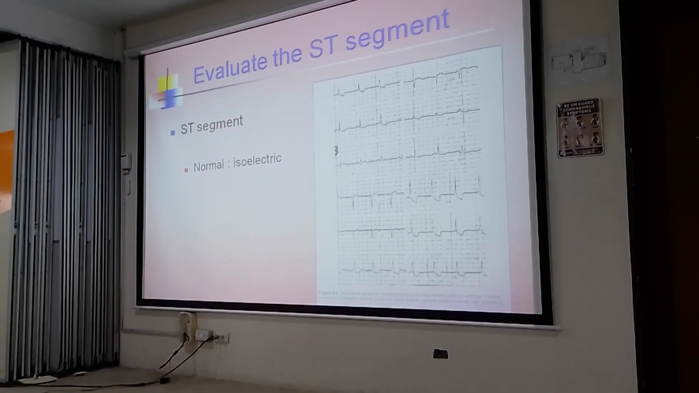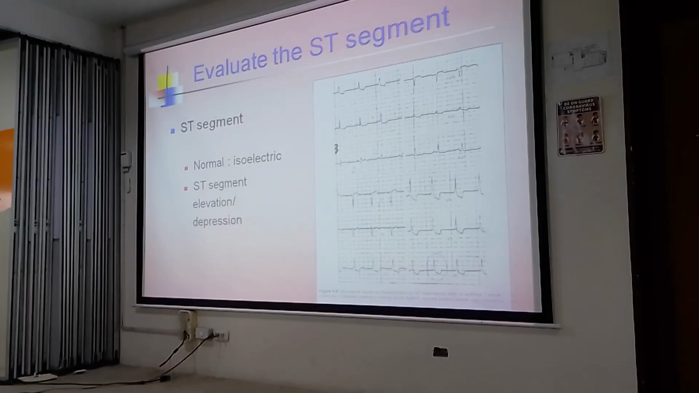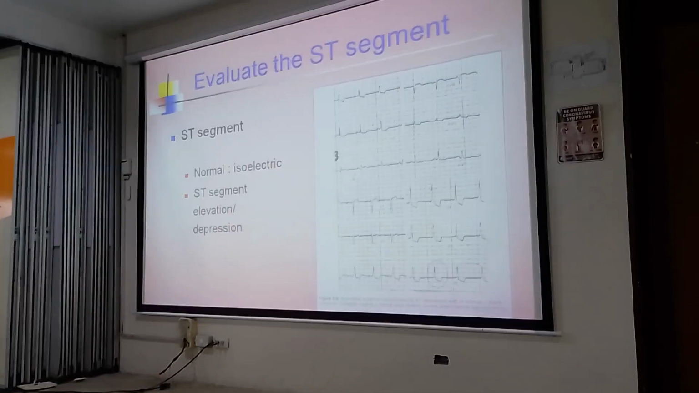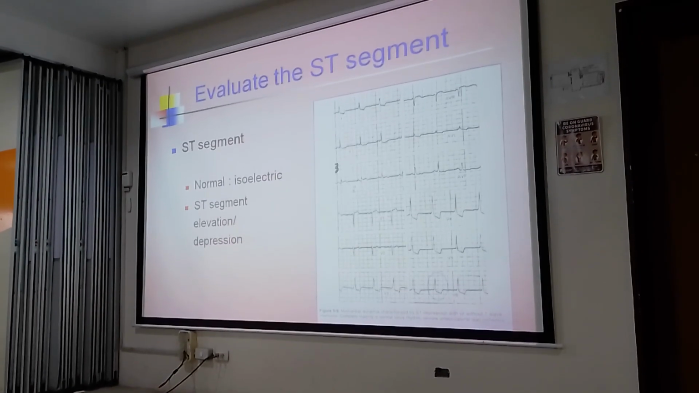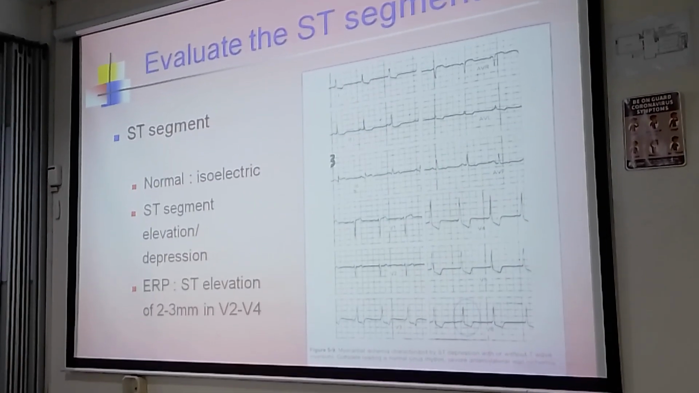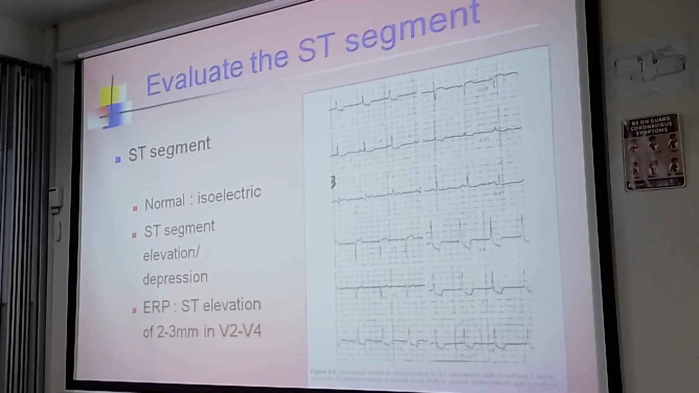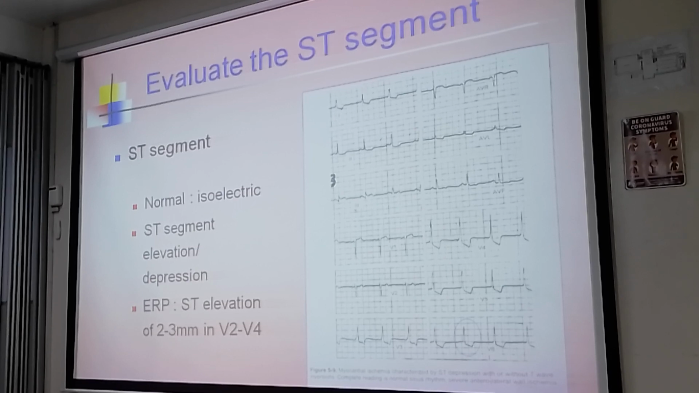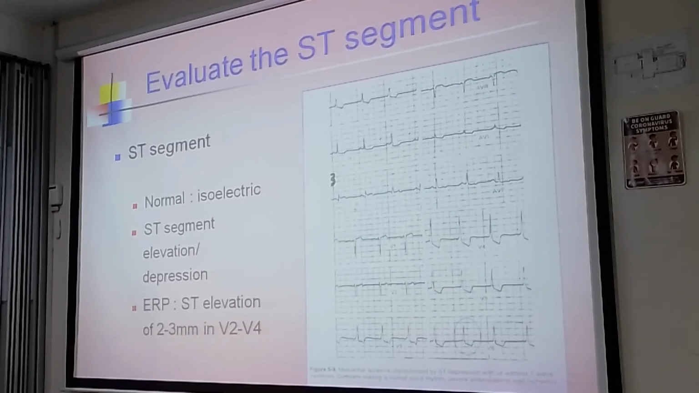So the ST segment, the normal is isoelectric. You can have ST segment elevation, acute ST elevation MI, you can have ST depression, MI also, non-ST elevation. Or you can have the early repolarization pattern. After depolarization is repolarization. If it's too early, it may give us an ST elevation, usually found in V2 to V4. So early repolarization is not pathologic. Okay? It's physiologic.